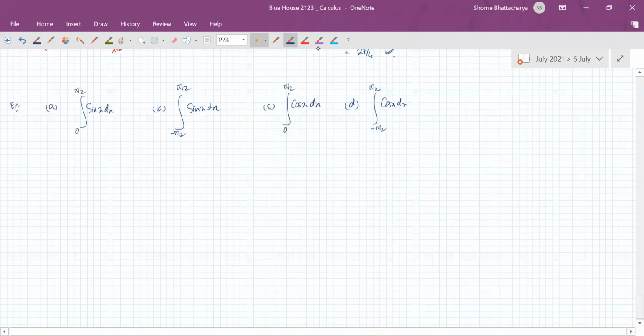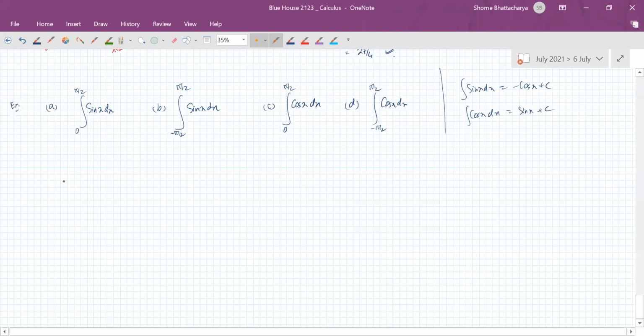So basically, you have to just use two simple integrations over here. One is that integration of sine x is minus cos x, remember? And integration of cos x is sine x. Now, on this, you have to just put the limits according to what the question has given.